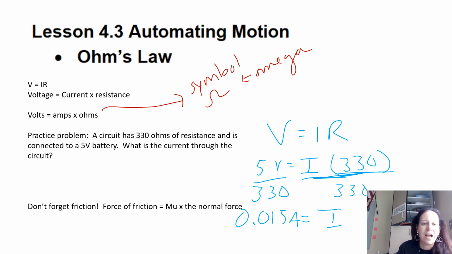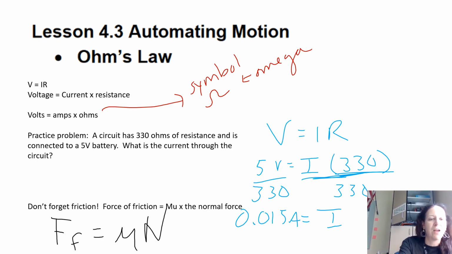Also, don't forget what we just did with friction. The force of friction is equal to mu times the normal force, if you end up seeing anything like that.